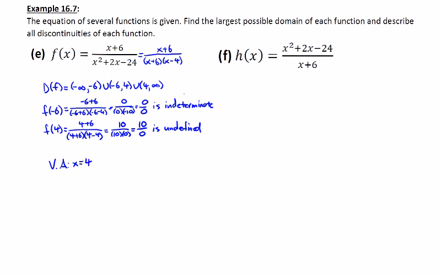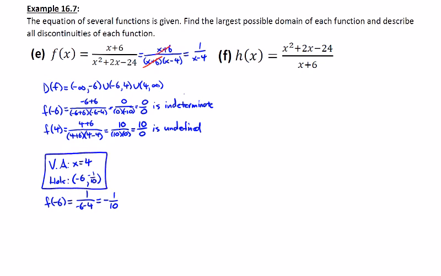The indeterminate result tells me that there's going to be a hole located at the ordered pair negative 6 comma something. So to find the y value, let me go back to the factored form, cancel out the x plus 6 in the equation, giving me 1 over x minus 4. And then let me reevaluate f of negative 6. Using that simplified equation, we're going to have 1 over negative 6 minus 4, which is going to result in negative 1/10. So that gives me the exact location of the hole, and of course it also gives me the second of my discontinuities. And we'll do this one more time.